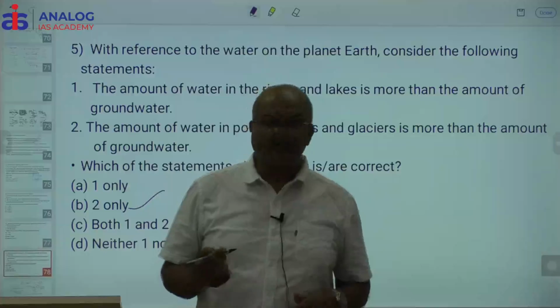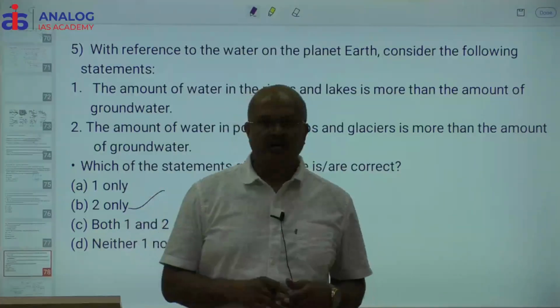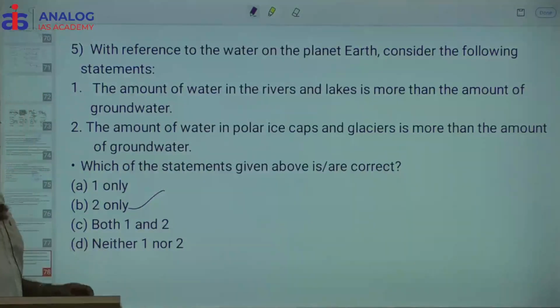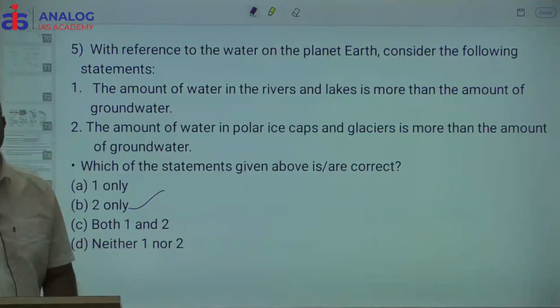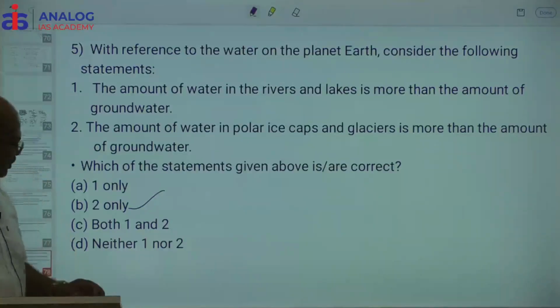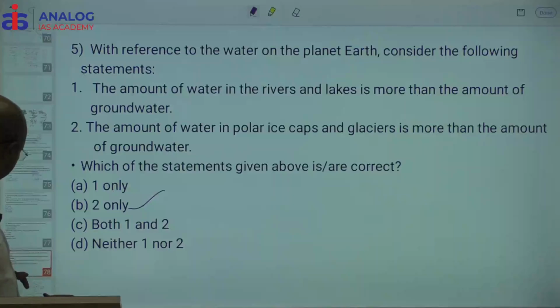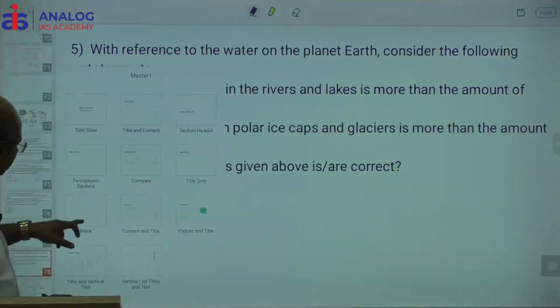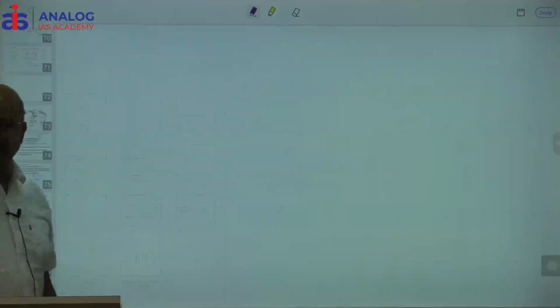Is it clear? Then tomorrow we'll start climatology. Before that, in the miscellaneous, I'll tell you something about the landforms which are created. Now, when you're reading your NCERT books, I'll give you one idea to follow. We'll discuss that very fast.